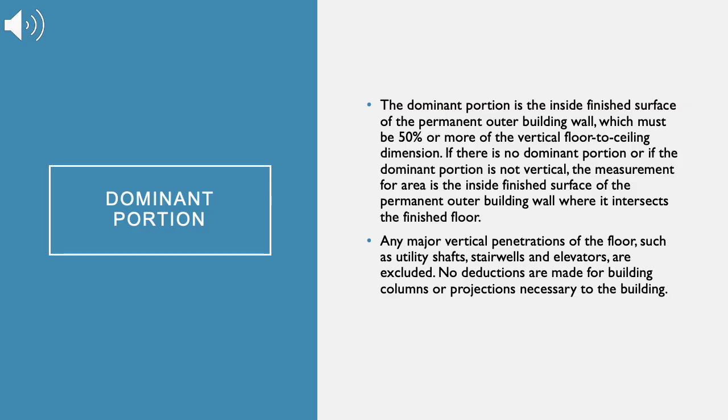Dominant portion. The dominant portion is the inside finished surface of the permanent outer building wall, which must be 50% or more of the vertical floor to ceiling dimension. If there is no dominant portion, or if the dominant portion is not vertical, the measurement for area is the inside finished surface of the permanent outer building wall, where it intersects the finished floor. Any major vertical penetrations of the floor, such as utility shafts, stairwells, and elevators, are excluded. No deductions are made for building columns or projections necessary to the building.